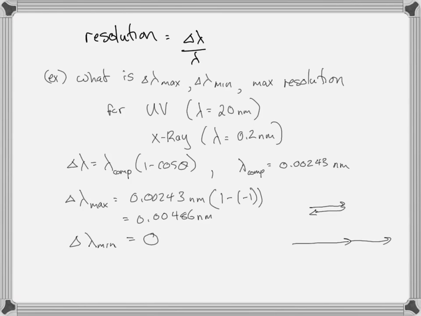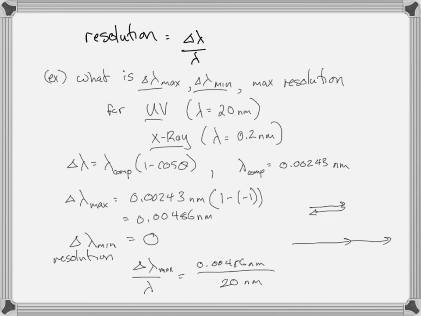Okay, so we've answered that for both UV and X-ray light because it's not dependent on wavelength, but the resolution is. So the resolution is delta lambda over lambda. So the maximum resolution is delta lambda max over lambda, which is equal to 0.00486 nanometers divided by, for UV light, 20 nanometers. So we end up getting 0.000243.